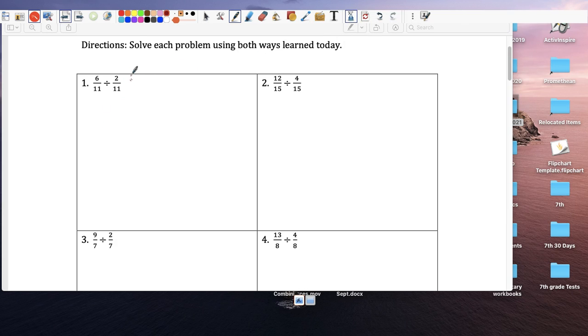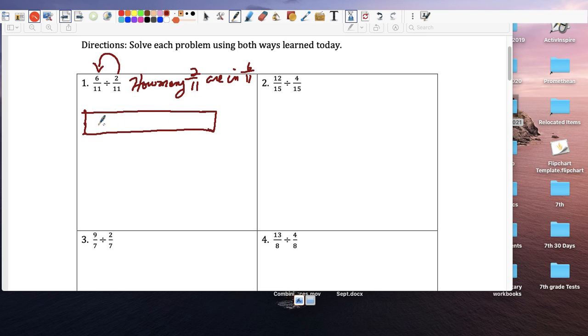Here you go. So 6 over 11. Again, we might want to write the question: how many 2/11s are in 6/11? So how many of this fit inside of that? Right? So let's draw 6 over 11 first. And again, draw this as best as you can.